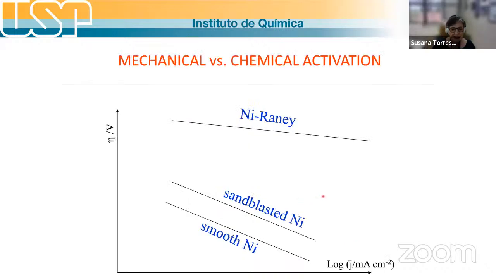So we can see here, for example, the change in the Tafel slope for smooth nickel and sandblasted nickel. In this case, the Tafel slopes are equal, so we have no change in the mechanism. But when we change the chemistry of the material, because we have here not nickel, we have a nickel Raney alloy, we can see that the mechanism is different. The Tafel slope has changed.